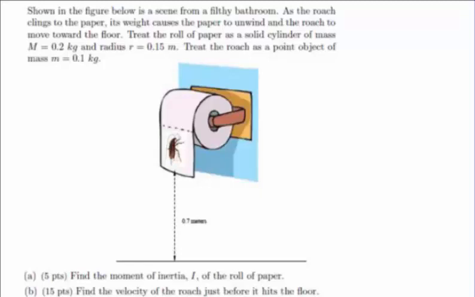Shown in the figure below is a scene from a filthy bathroom. As the roach clings to the paper, its weight causes the paper to unwind and the roach to move towards the floor. Treat the roll of paper as a solid cylinder of mass M is 0.2 kilograms and radius r is 0.15 meters. Treat the roach as a point object of mass equals 0.1 kilograms.